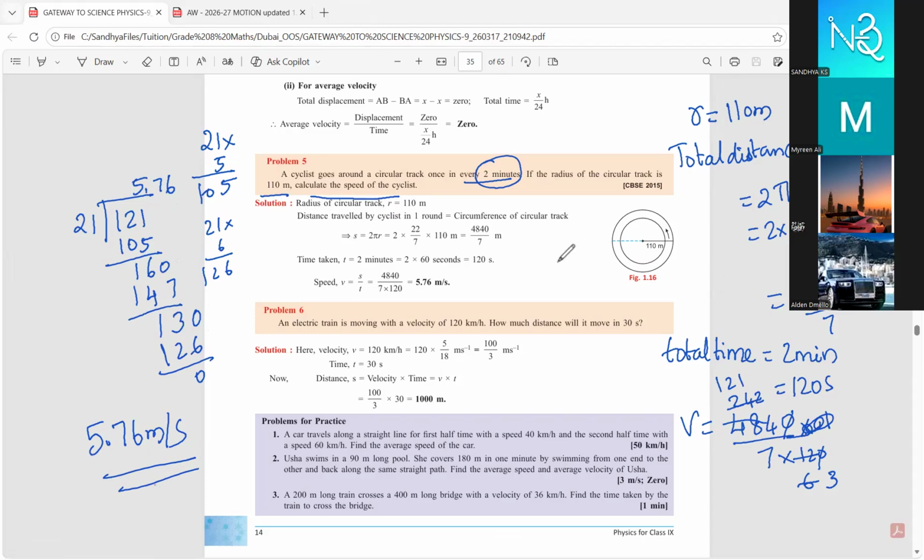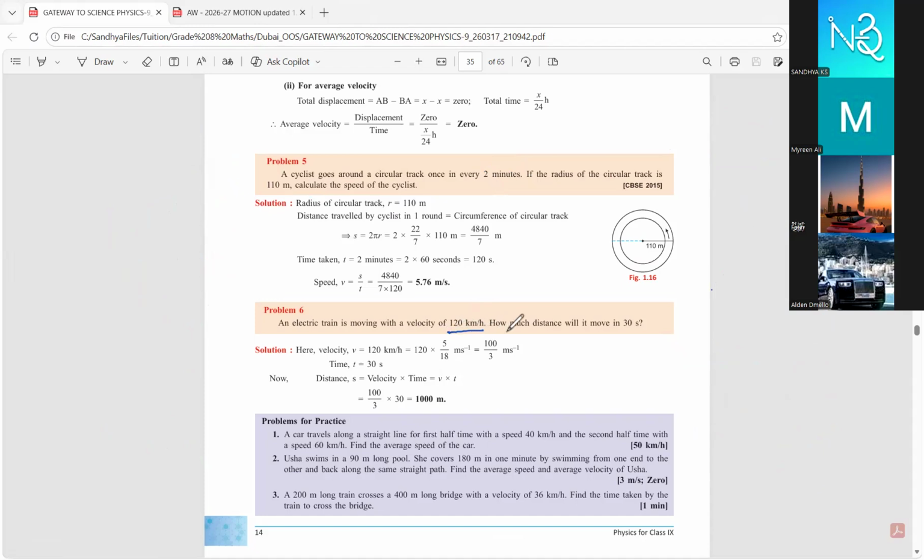An electric train is moving with a velocity of 120 km per hour. How much distance will it move in 30 seconds? Direct question only. So average velocity is given, distance we need to find. So distance is equal to velocity into time. That is the formula. Speed into time, same only.